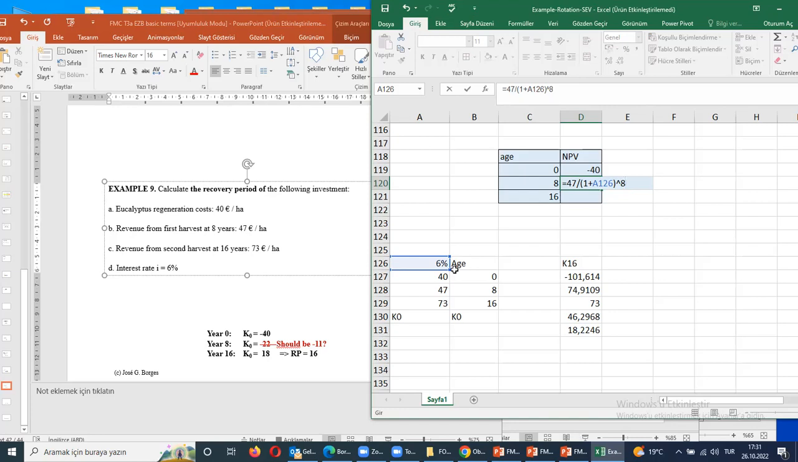minus the cost, which is $40. Which is 10 minus 10.5, right? The net present value at age 8 is still negative. So age 8 cannot be the recovery period.